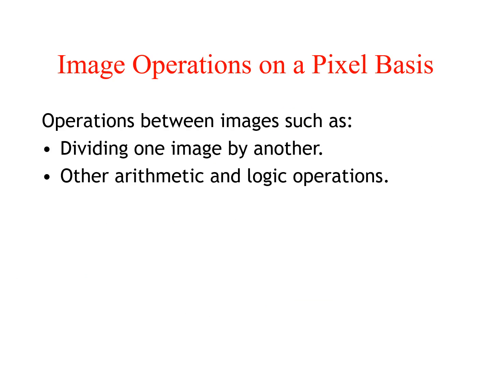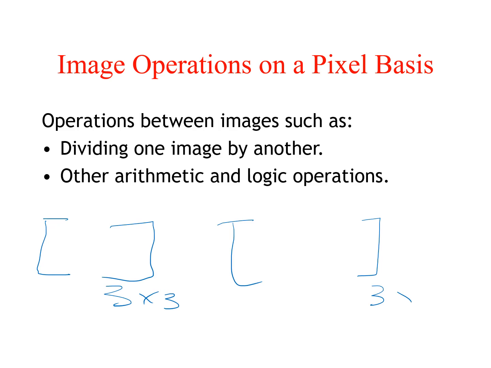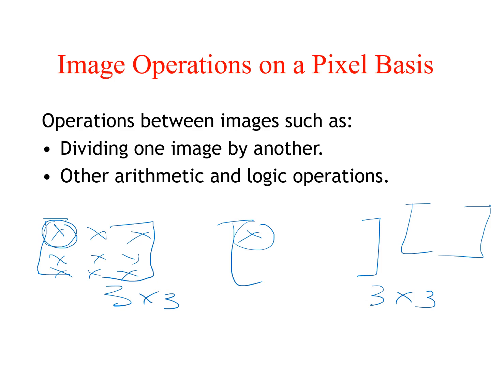Next is image operations on a pixel basis. Okay, operations between images such as dividing one image by another. So what we are going to do here is, suppose there are two matrices. Suppose this is 3 by 3 and this is also 3 by 3. If I want to divide one matrix by another matrix, directly we cannot do it, so we have to do pixel by pixel. So you can divide this value by this value and write into a new matrix. Similarly you will do for all nine pixels, right? So dividing one image by another image, you are going to divide one pixel by another pixel and writing it into a new matrix for some application.